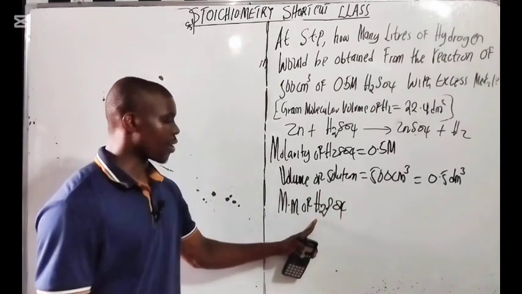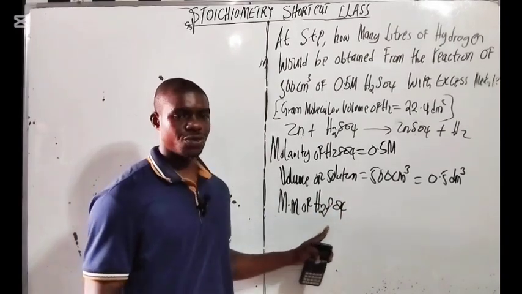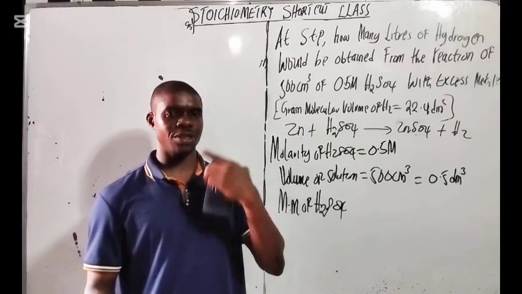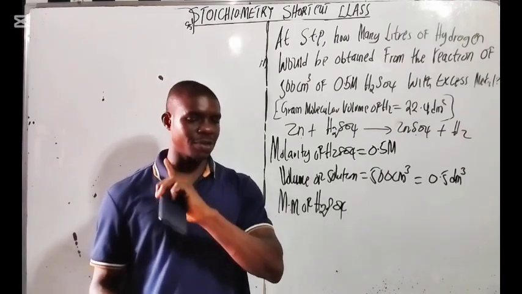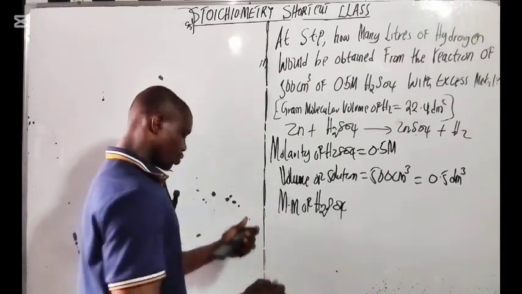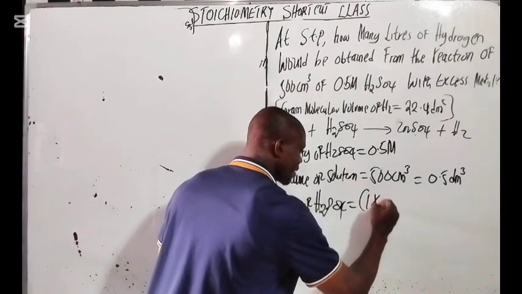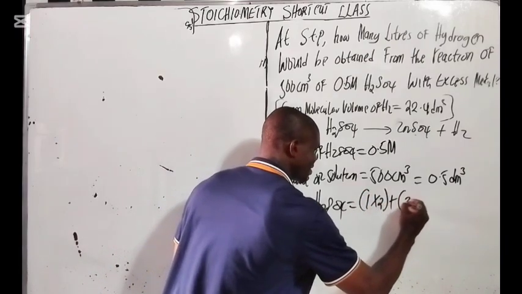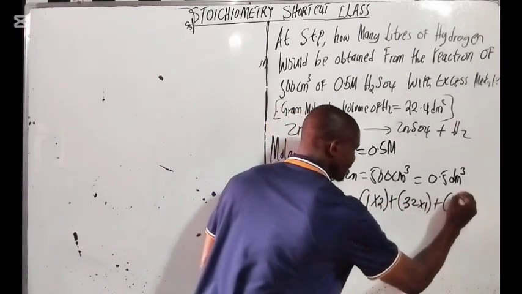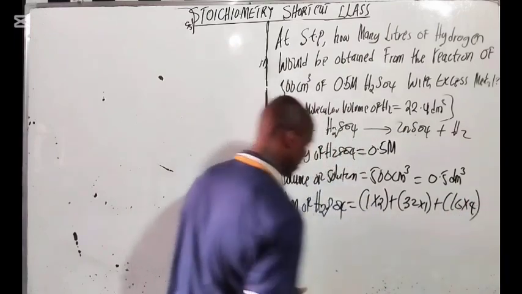H2SO4. The main reason why we are calculating molar mass here is because we are going to use it in calculating the molarity of the mass of H2SO4. Do you understand? So you have 1 times 2 plus 32 times 1 plus 16 times 4. Is it okay?